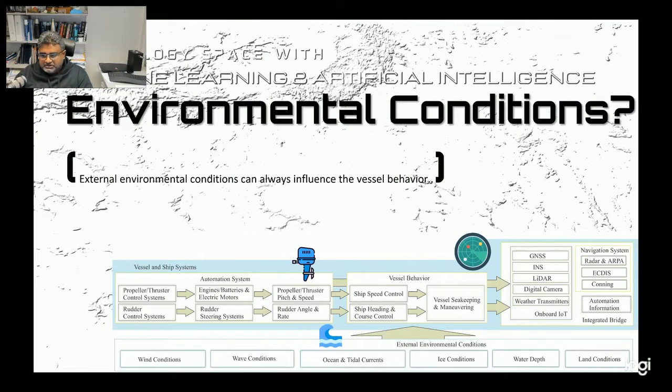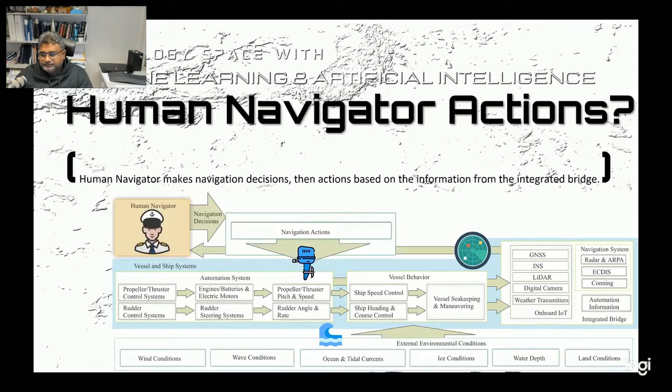These external environmental conditions can be categorized as ocean wind conditions, wave conditions, ocean and tidal current conditions, and possibly ice conditions also. And then the water depth and the land mass conditions around the surrounding area of the vessel navigation can also influence the vessel behavior.